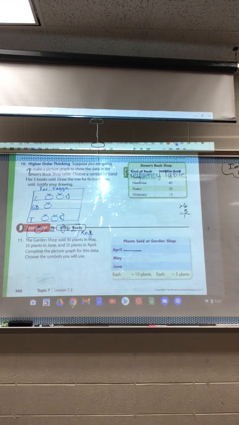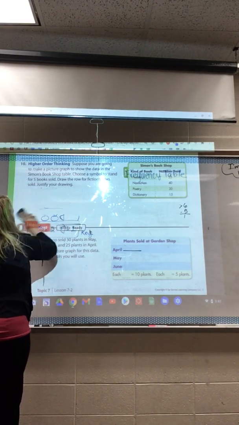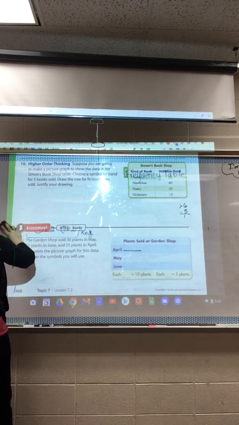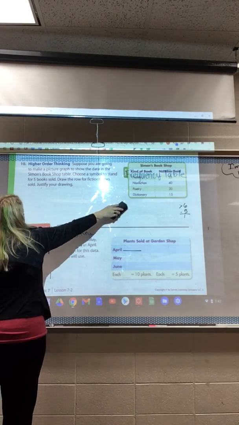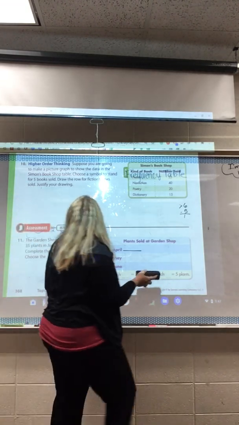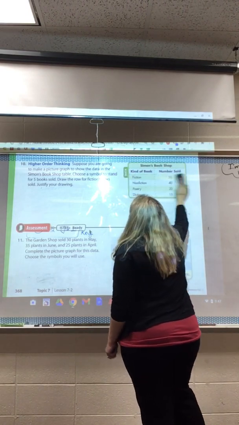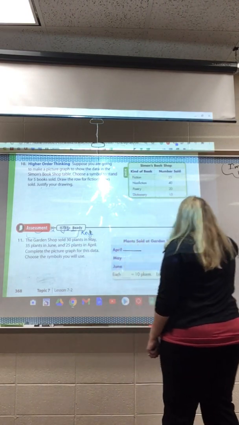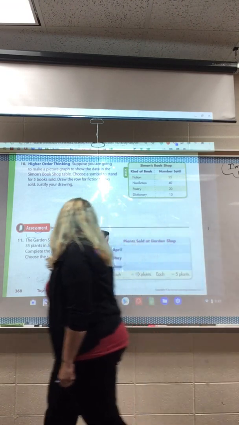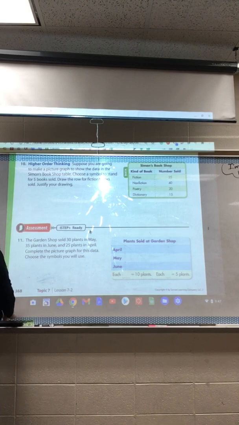All right, so up here in higher order thinking, it says, suppose you're going to make a picture graph to show the data in the Simpsons Bookshop table. Choose a symbol to stand for 5 books sold. Draw the row of fiction books sold. Justify your answer. Oh, not doing very good reading this afternoon. And erase it. Okay, so I'm drawing the row of fiction books sold. Justify your answer.